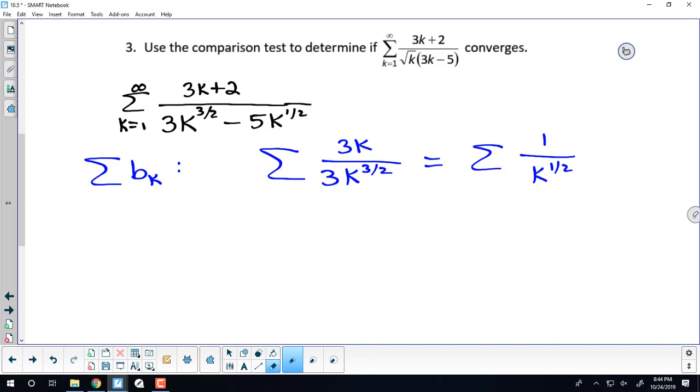With these comparison tests, even if you say, I'm going to choose this series to compare to, you have to make sure that you know if it converges or diverges. And sometimes that's not straightforward. Maybe you have to take the series you're choosing and look at it off to the side with an integral test to determine if it actually converges or not. Okay. All right. So we'll just say this is a divergent p series.